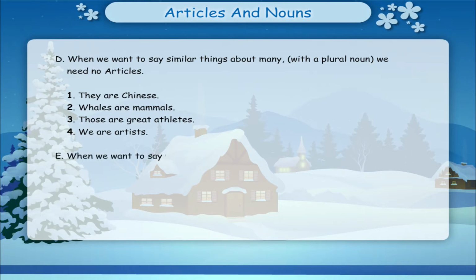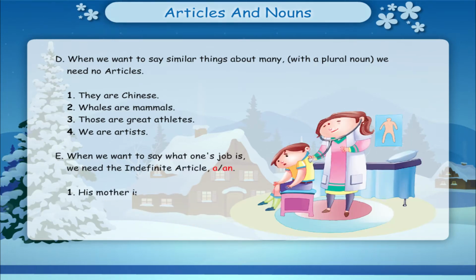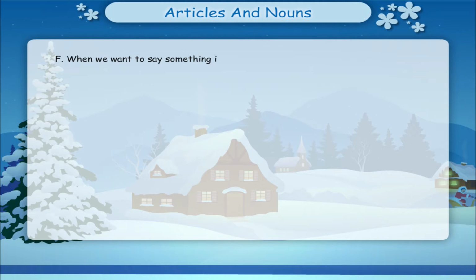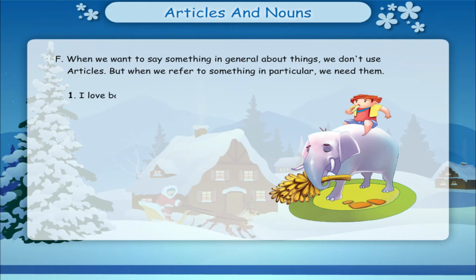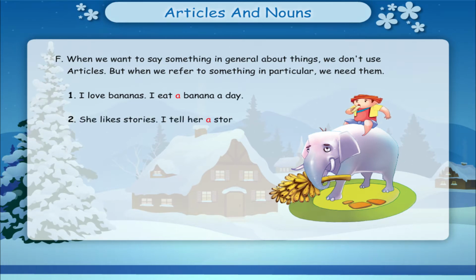When we want to say what one's job is, we need the indefinite article a or an. His mother is a child specialist. My father is an educational consultant. When we want to say something in general about things, we don't use articles. But when we refer to something in particular, we need them. I love bananas. I eat a banana a day. She likes stories. I tell her a story every night.